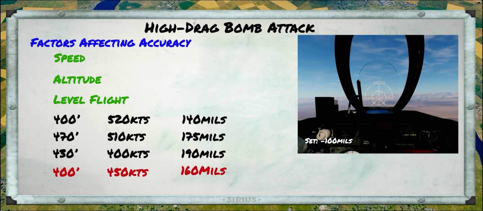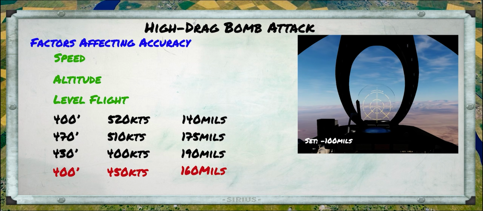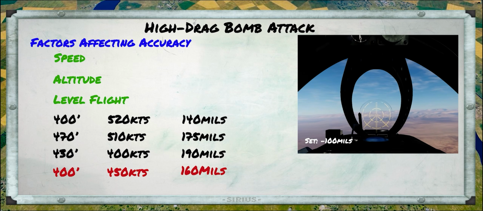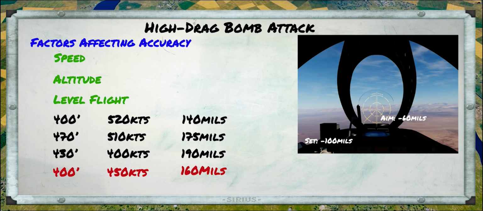I actually set the sight to minus 100 mils. Which means that my aim mark is going to be the minus 60 mil rung on the ladder there, just below the bottom of the first circle. But it also means that the top of the sight, the 100 mil ring at the top, is going to be effectively where your horizon is. So that works out well.